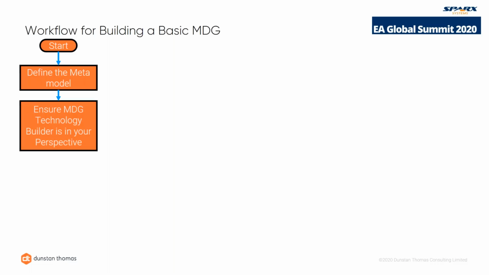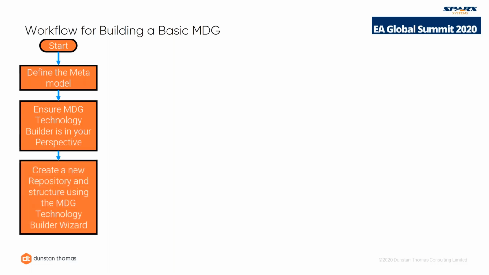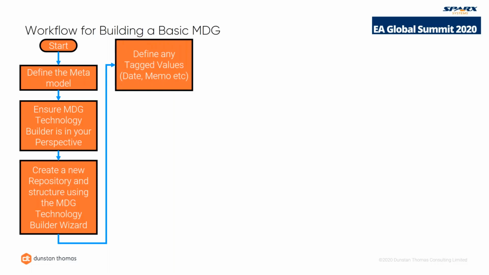Once that has been done outside EA, you've got to make sure that you have a perspective which includes the MDG technology builder provided by Sparx Systems. It makes life a lot easier. Create your new repository using the MDG technology wizard. Define any tag values. These tag values are defined in the UML types for your repository, and then you'll be able to use them. Define them before you try to do any modeling.